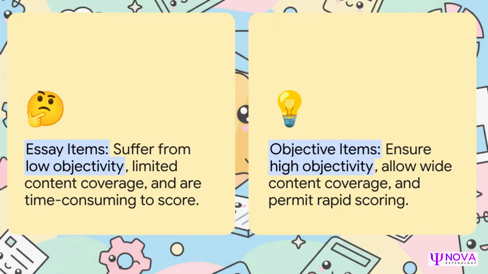And the trade-offs between these two are huge. Essay items, for all their depth, can really struggle with reliability. I mean, two different scorers can give wildly different grades to the exact same response. They also take forever to score, and you can only cover so much content in a test. Objective items pretty much solve all of that. Scoring is perfectly objective, you can cover a ton of material, and it's incredibly efficient.